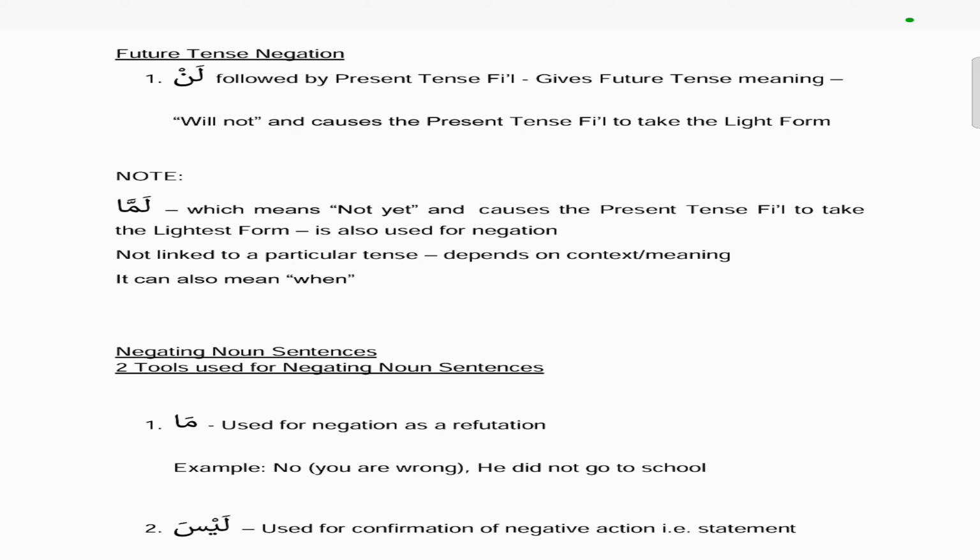But lamma is also used to mean when as well. So again, you have to look at context to work out whether it's the lamma which means not yet and causes the present tense to take the lightest form, or whether it means when. In most cases in the Quran, I'm pretty sure that lamma is used for when, rather than not yet.